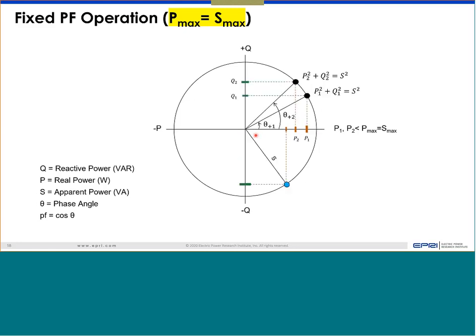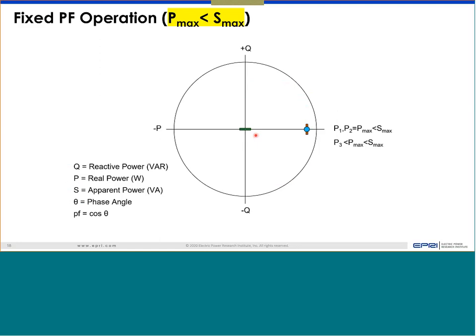It's just the opposite direction. Now look at this scenario where I'm saying this is a 100 kVA inverter, but maybe the manufacturer is selling it as a 90 kilowatt inverter. So 90 kilowatt, 100 kVA. P max is slightly less than S max, or the other way, S is slightly higher than P. If that's the scenario, what happens?